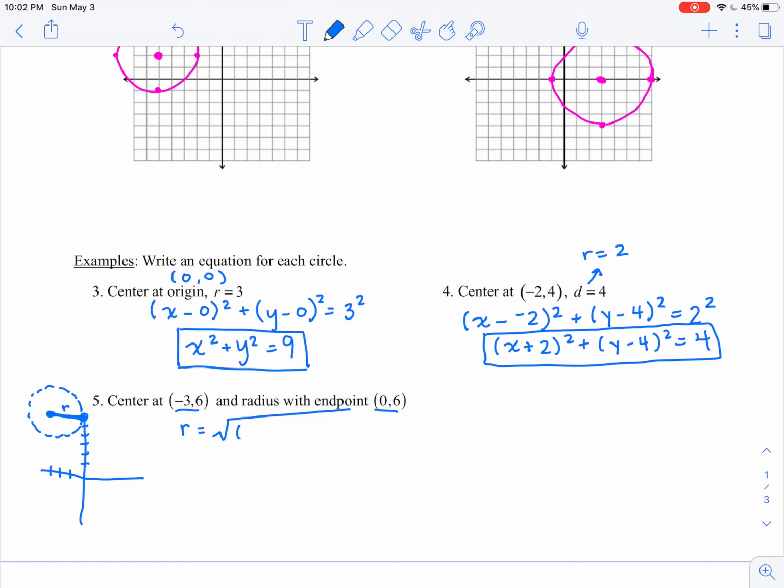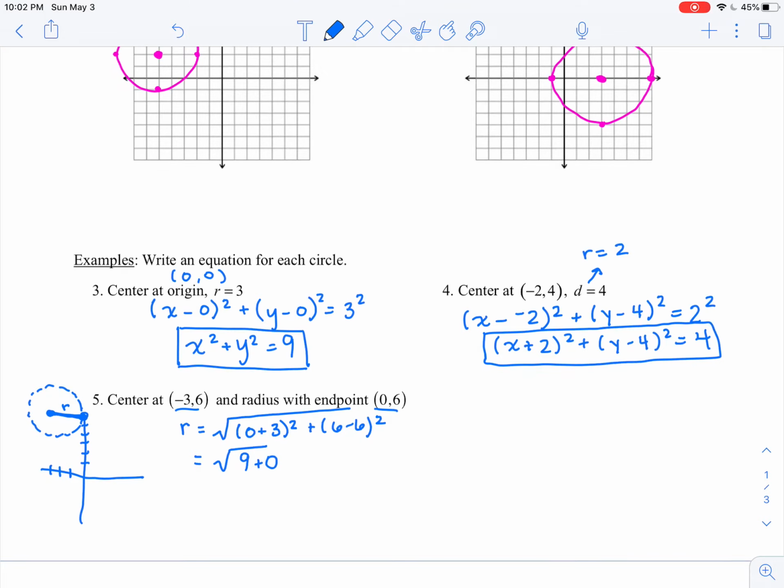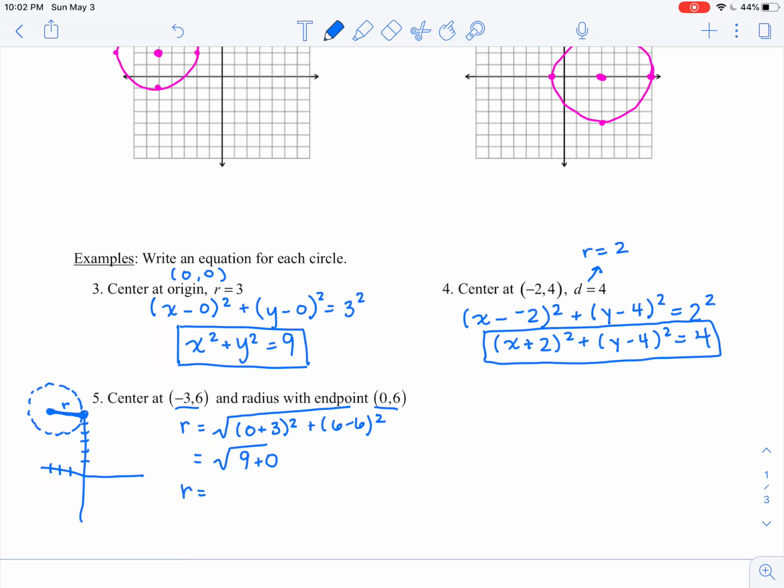When I plug these 2 points into the distance formula, let's do 0 plus 3 squared and 6 minus 6 squared. 0 plus 3 is 3. Squared is 9. 6 minus 6 is 0. Squared is 0. And the square root of 9 is 3.